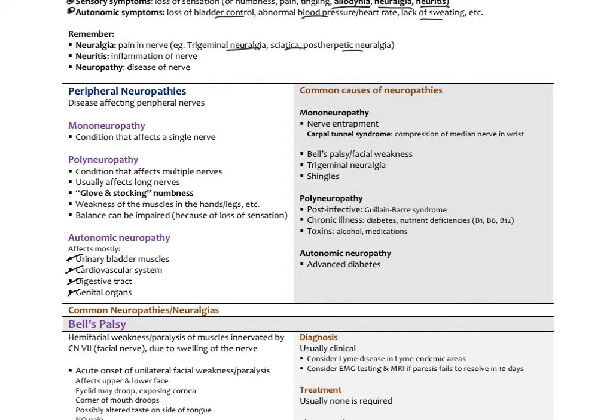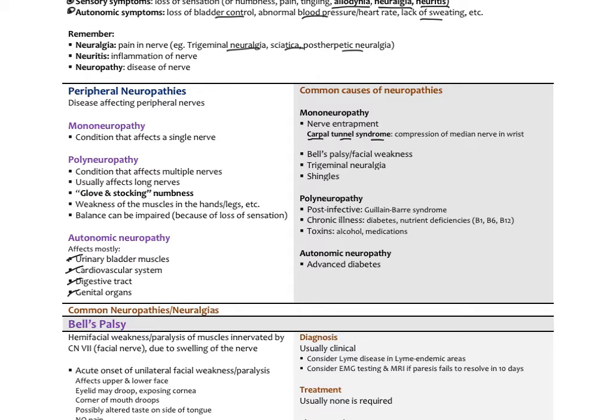So the most common cause of neuropathy for mononeuropathy would be nerve entrapment. So the classic here would be carpal tunnel syndrome, and that's compression of the median nerve in the wrist, and that causes the typical sensory changes that people experience with that. That has a high correlation with endocrine issues like hypothyroidism that's often undiagnosed, so that should be investigated.